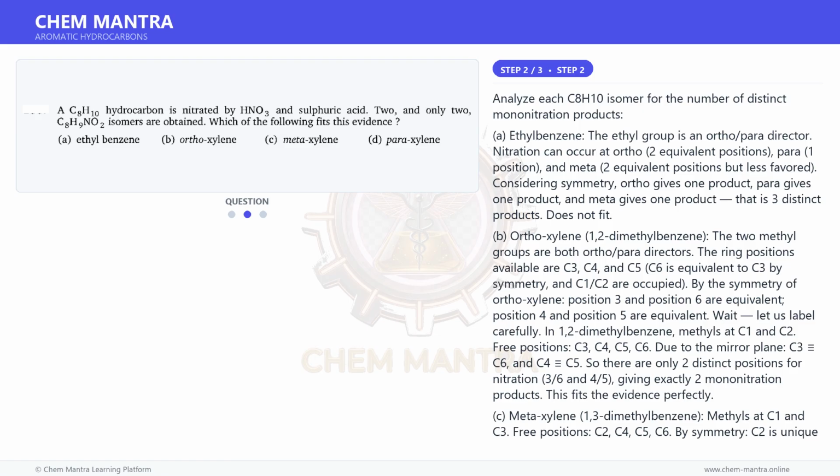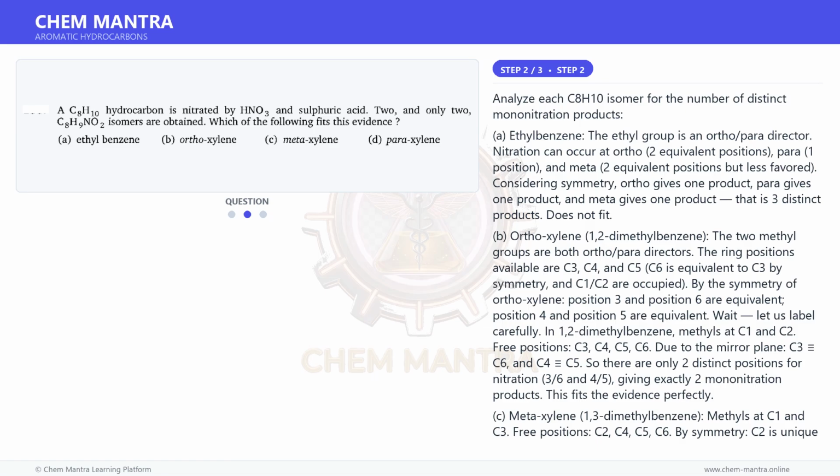D. Paraxylene, 1,4-dimethylbenzene methyls at C1 and C4. Free positions C2, C3, C5, C6. By symmetry all 4 are equivalent, C2, C3, C5, C6. Only 1 distinct mononitration product.